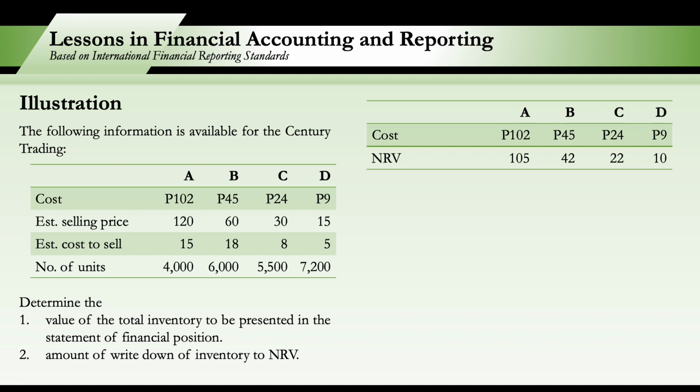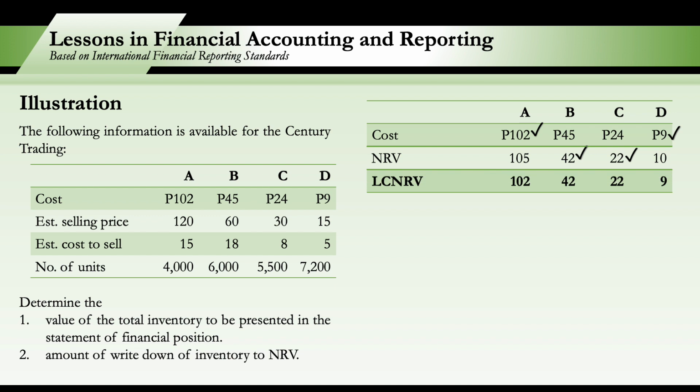Next is we determine whichever is lower between these two amounts. So we have 102 for A at cost. For B, it's 42, the NRV. For C, it's 22, the NRV. And for D, it's 9, the cost. Kaya dito pa lang, as early as now, we already know sino yung may write-down, no? B and C only. Sila lang kasi yung NRV is lower than the cost.